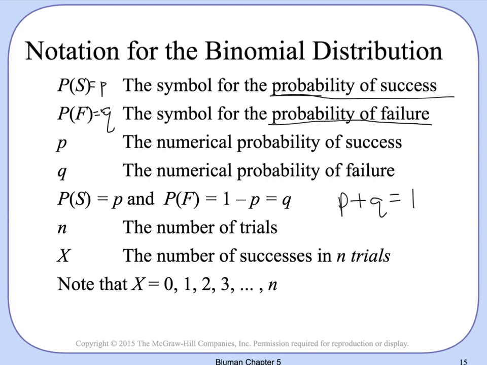Obviously, we've used that. And X is the number of successes in N trials. So I want you to write that down, that X is your number of successes. And so X could be 0, 1, 2, 3, all the way up to N. X will always start at 0, because you might have no successes. You might have 1, 2, 3, 4, 5, all the way up to N. So X will always start at 0 and go to N.